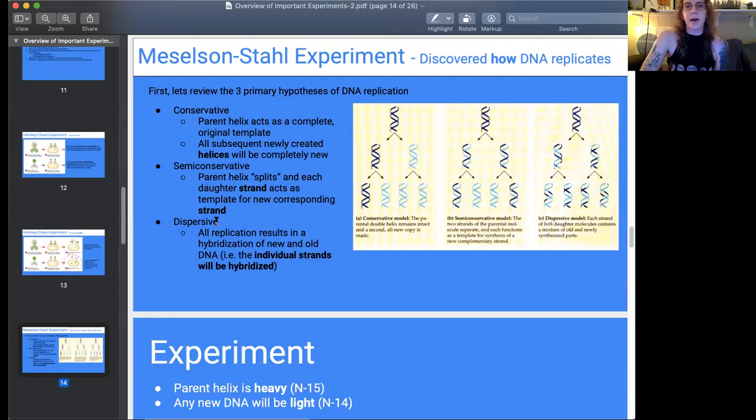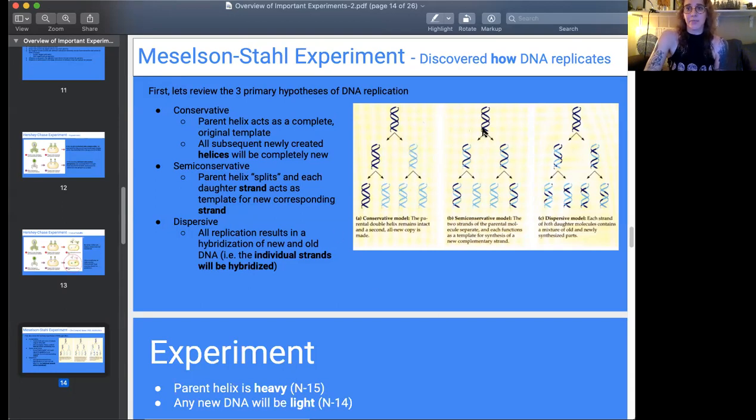Now in the conservative model, the original parent strand acts as a kind of master copy. So when it gets replicated, we have one complete original DNA, and then another copy that's completely new DNA. And that happens at each successive step. If you look at this being the parent particle, at the next step it's completely transferred here, with a brand new particle here, and the same thing here, and so on and so on.